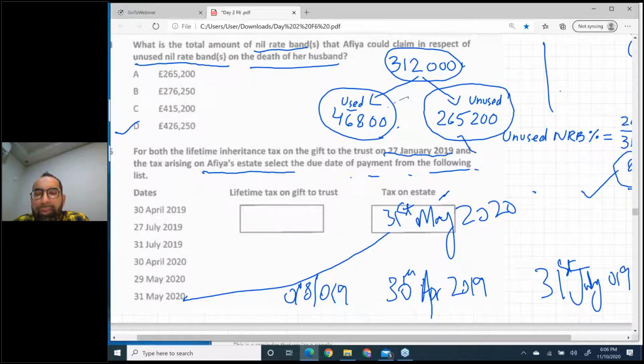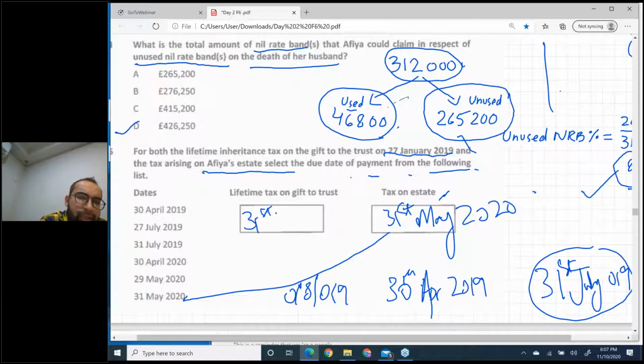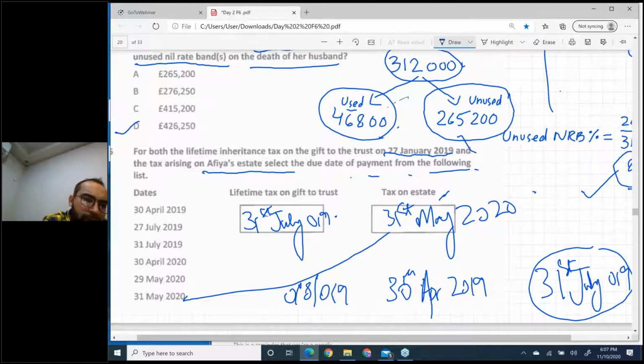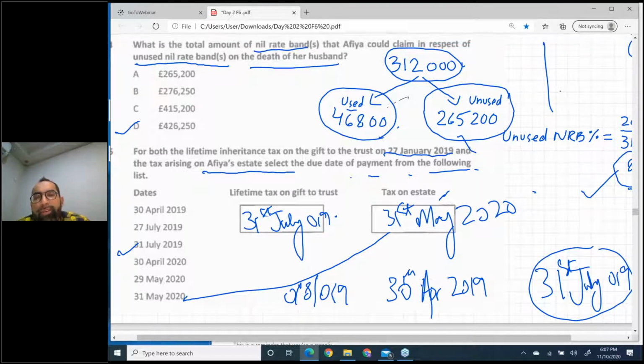My dear student, these are the two dates we have calculated, 30th April 19 and 31st July 19. Now you tell me which date is later. This is later, so this will be your due date for lifetime IHT. That's it.